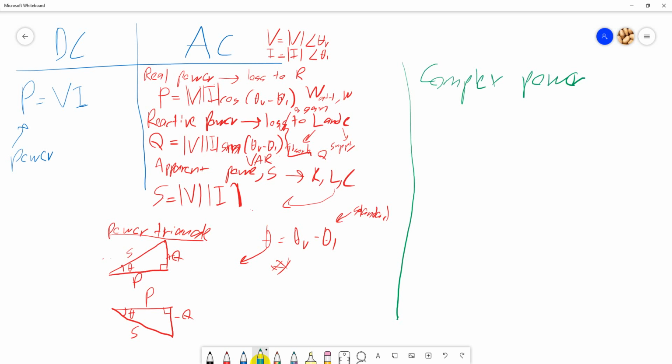So what is complex power? Complex power is also S. But instead of this one, which is only a real number, complex power is a complex number. Real and complex number. So also S.